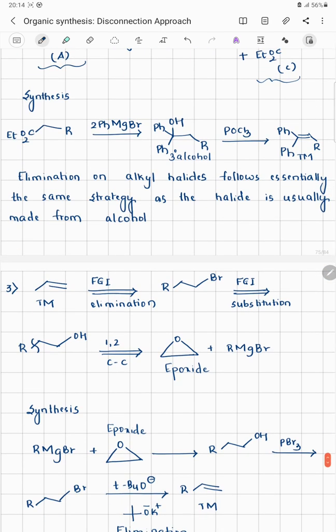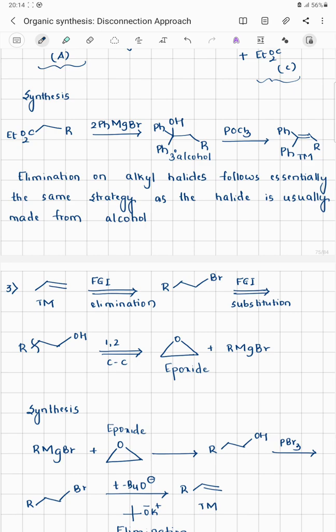Now, elimination on alkyl halides follows essentially the same strategy, as the halide is usually made from alcohol. When I say the halide is usually made from alcohol, that means the X in the halide system can easily be replaced.